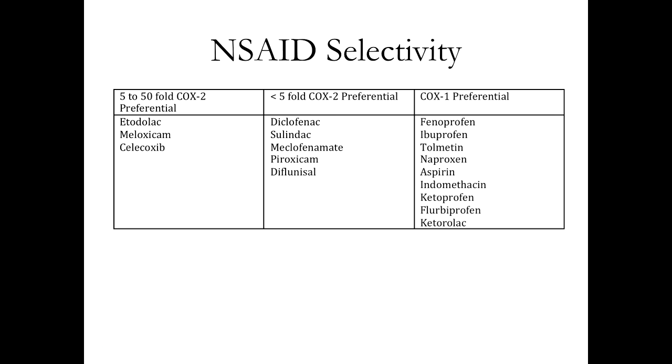From a COX-1 preferential category, obviously we have some of the more traditional NSAIDs that you all are probably used to seeing, with the most COX-1 preferential being ketorolac. And so that's important to remember. Recall that ketorolac, you can only use this drug for 5 days in a row, and that's predominantly to keep you from frying your kidneys and putting a hole in your stomach.